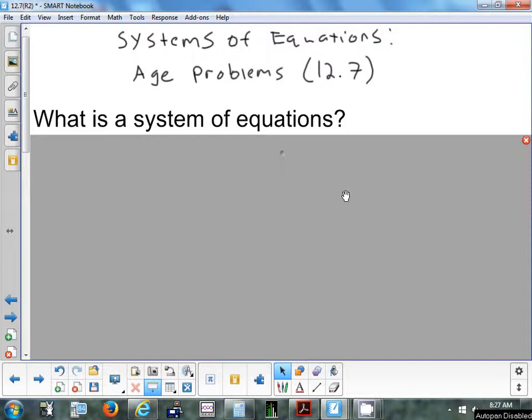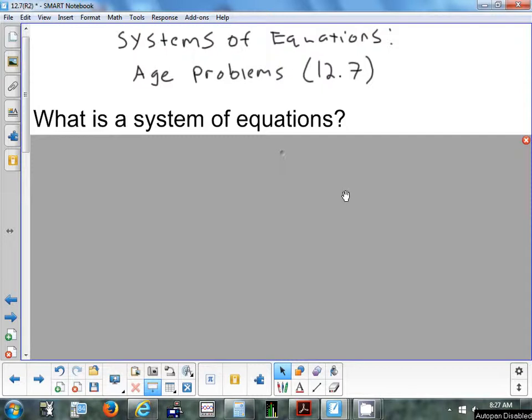One problem, two problems, one equation, two equations, 7 equations, 352 equations. What is it? Wake up, guys. I know it's Monday morning, but wake up. What's a system of equations? Who can tell me? We just did one in the warm-up.